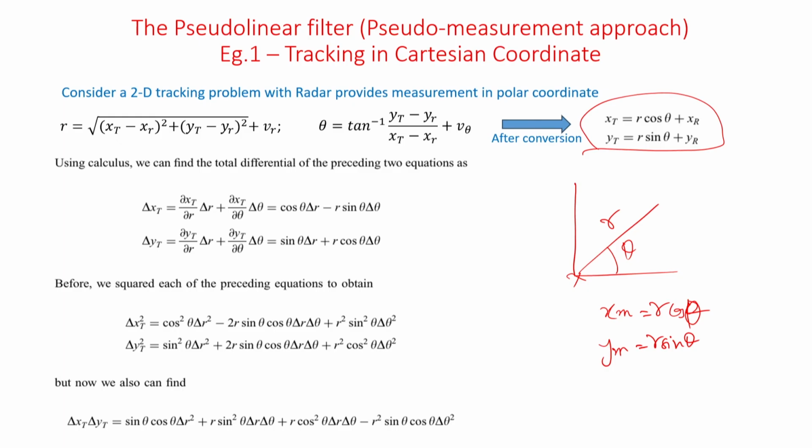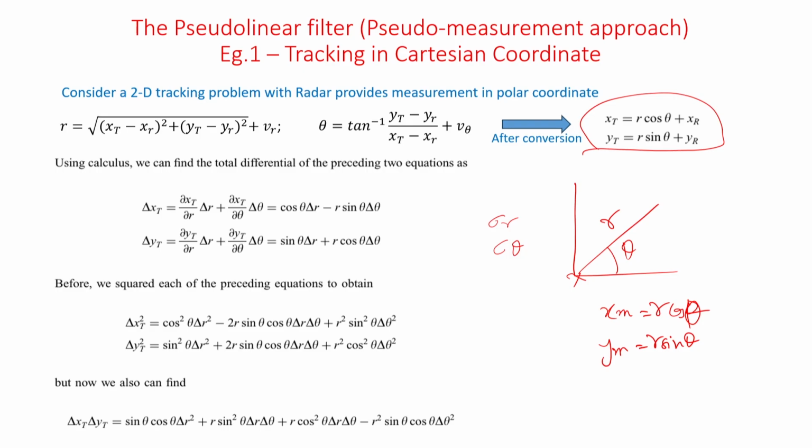Now, my sensor is giving me r_m and theta_m. You obviously have your sigma_r and sigma_theta, which will also come from the sensor measurement. When you simulate your sensor measurement, you will get these two quantities, your measurement error standard deviations. So, they are in polar coordinates.